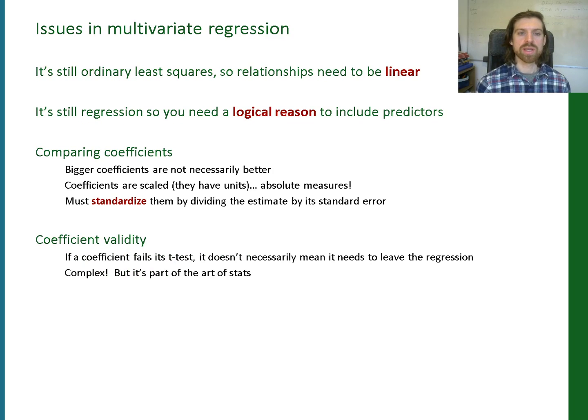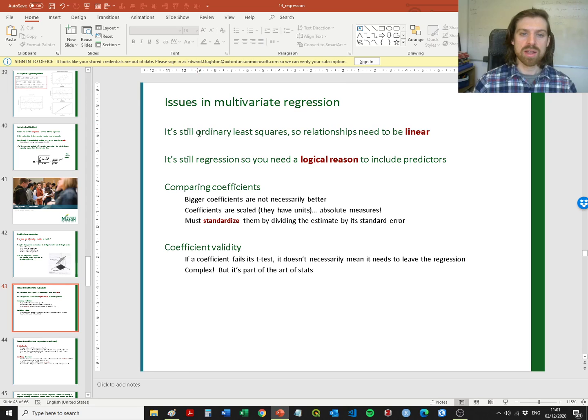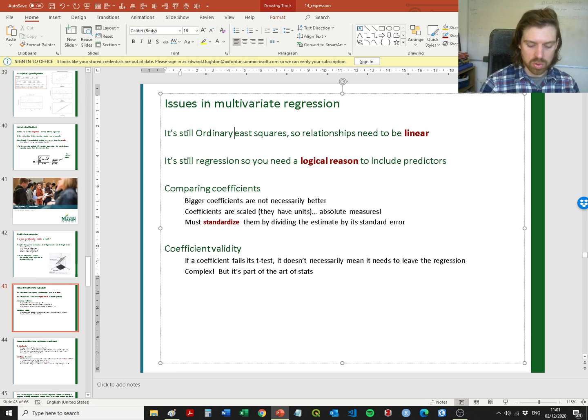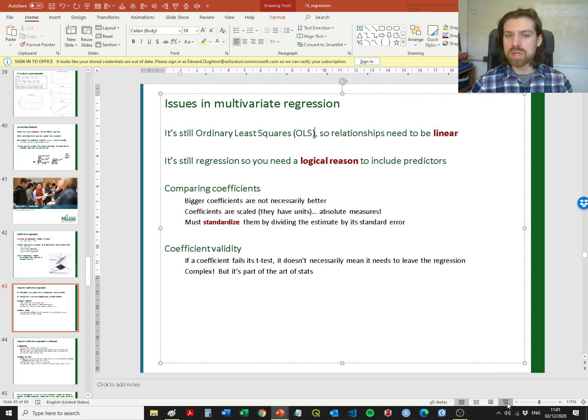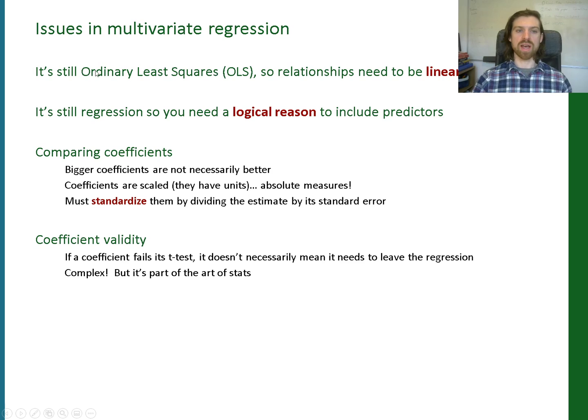So, issues. We're still using OLS, ordinary least squares. You might hear of that in papers or textbooks, and often it's just abbreviated to this acronym, so you want to be aware of that. The relationships are still expected to be linear. And it's still regression, so you need a logical reason why you're including certain predictors. That's always the case, right?